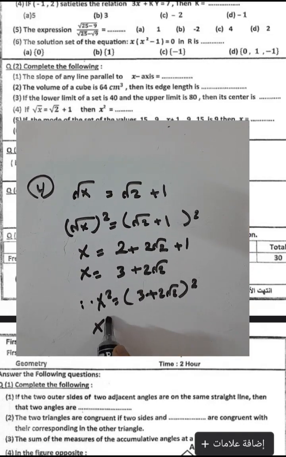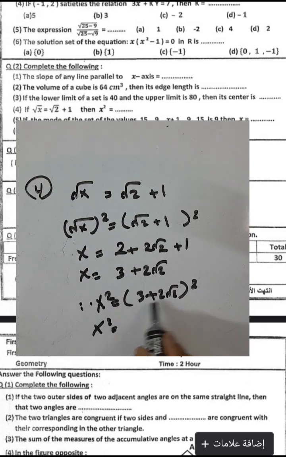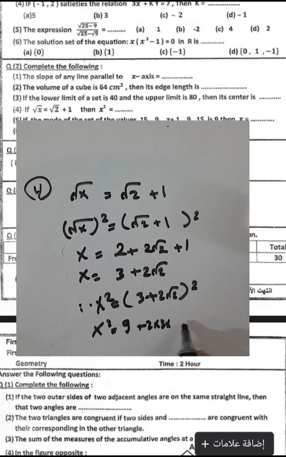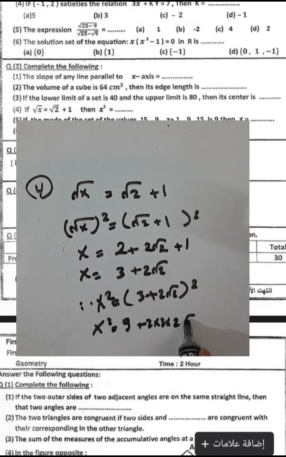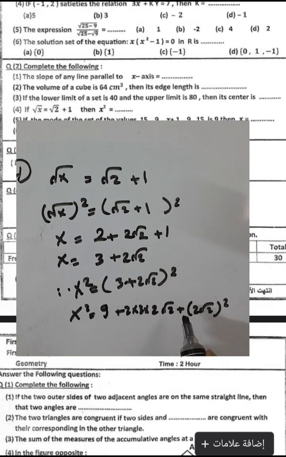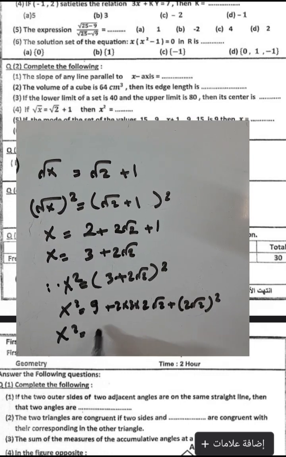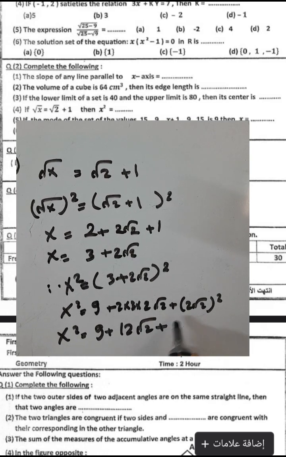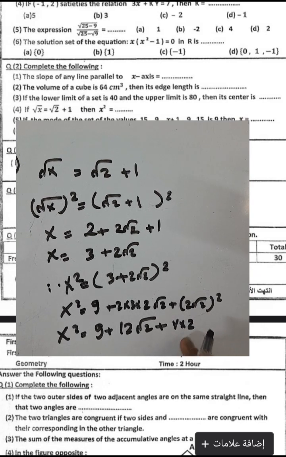Then x power 2, 3 power 2, it will be 9. And root 2 whole power 2 here, and 2 times 3 times 2 root 2. We can find 2 times 3 times 2 here, and 2 root 2. Simplest will be 9 plus 2 times 3, 6 plus 2 equal 12 root 2. 2 power 2, 4 times root 2 power 2, it will be 2. 2 times 4 equal 8.